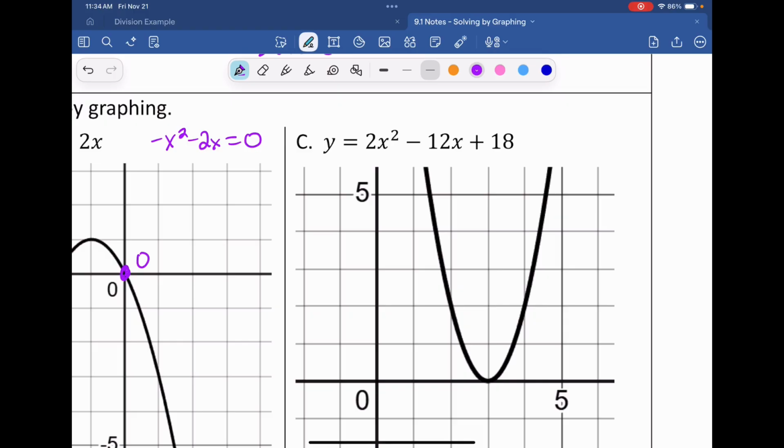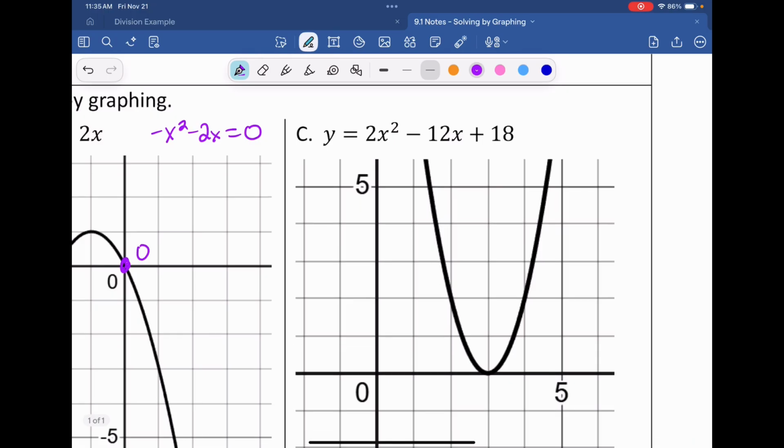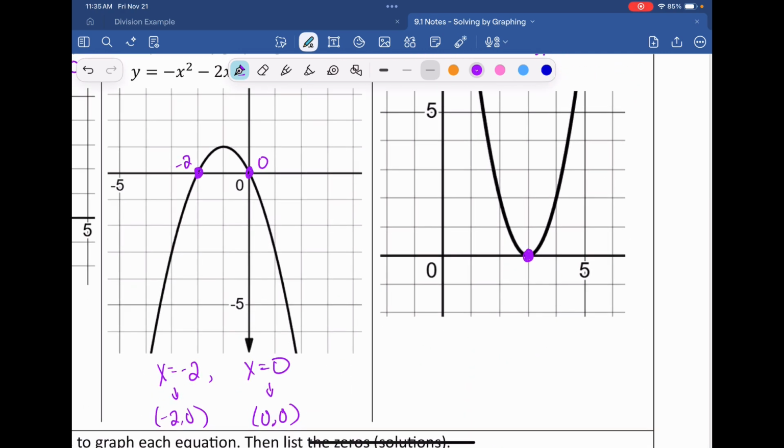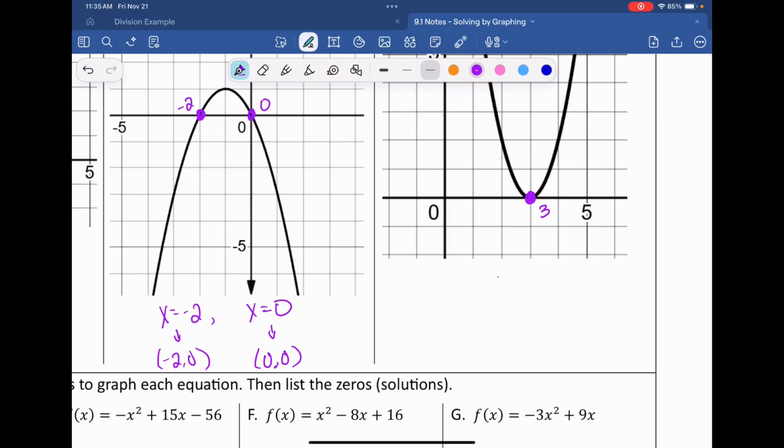And our last one, 2x squared minus 12x plus 18. This one has a GCF. If you were to take that GCF out, it would have 0 effect on where this graph crosses the x-axis. We're still going to set it equal to 0, and then see where it hits the x-axis. So it only hits once, and that's at 3. If I want it as an x-intercept, 3, 0.